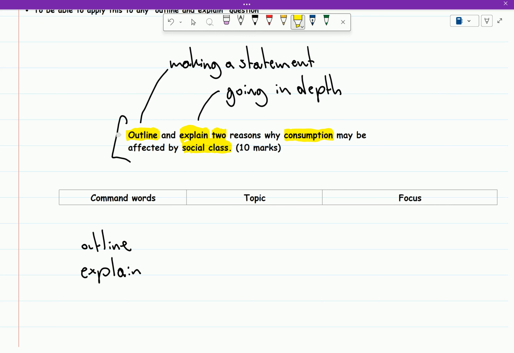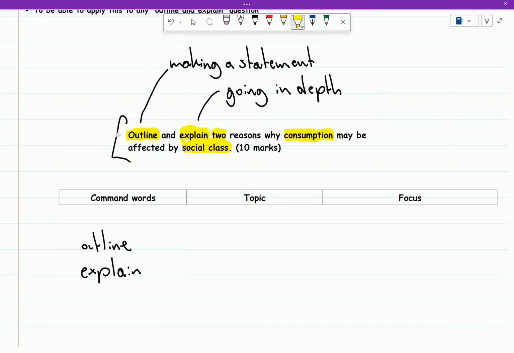So Alan explained 2 reasons why consumption may be affected by social class. So we have our concept of consumption, and consumption or consumption habits are affected by social class. Now, we know there are various types of social class and how those various types of social class exist in society, and how then those people in those groups, their consumption would be different from someone else of a different social class. We understand that, and that will obviously help form our answer.